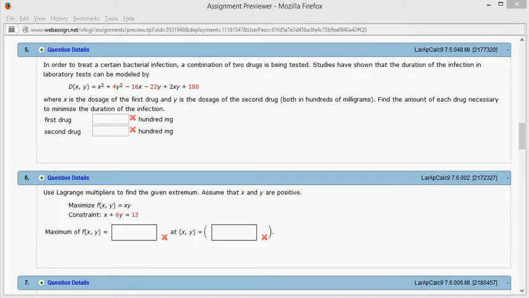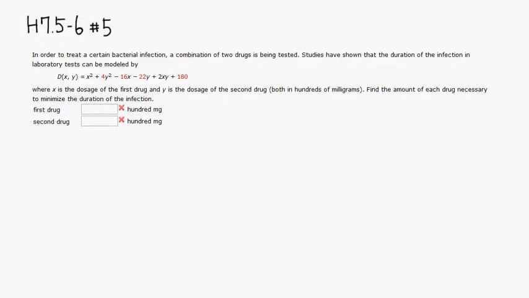Alright, let's look at homework 7.5, 7.6, problem number 5. We have this duration of certain drugs function, D of x comma y, as given here. Then we want to find the x, y values to minimize this function. Alright, so let's do that. Basically we just have to find the critical point.